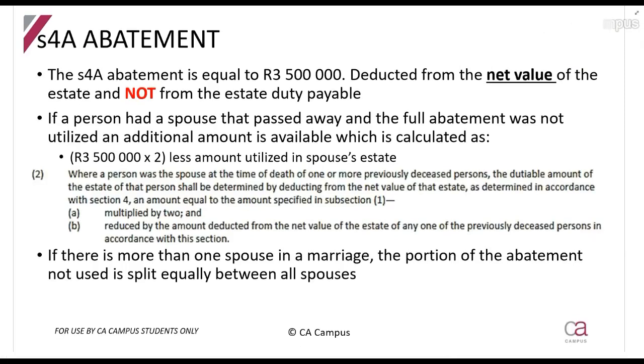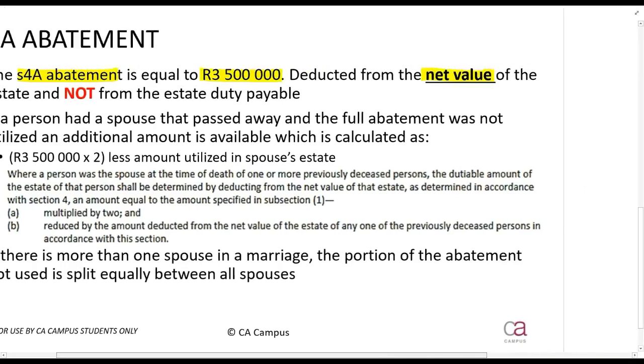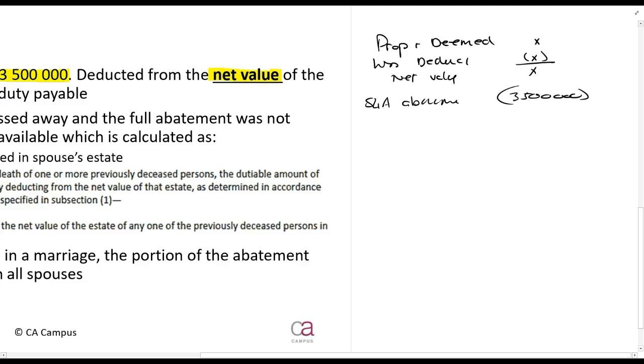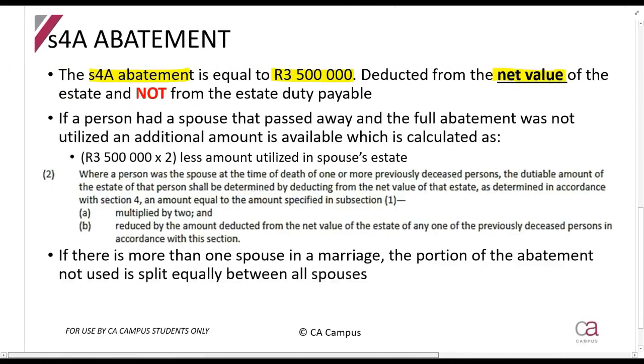Section 4A then gives us an abatement of 3.5 million rands. This is deducted from the net value of the estate. So we say property plus deemed property, less our deductions. That gives us the net value. From that, you get a Section 4A abatement of 3.5 million rands, which basically implies that if your net value of your estate is worth less than 3.5 million rands, there will be no amount payable. That's the dutiable amount. Now, this 3.5 million rands works as follows.